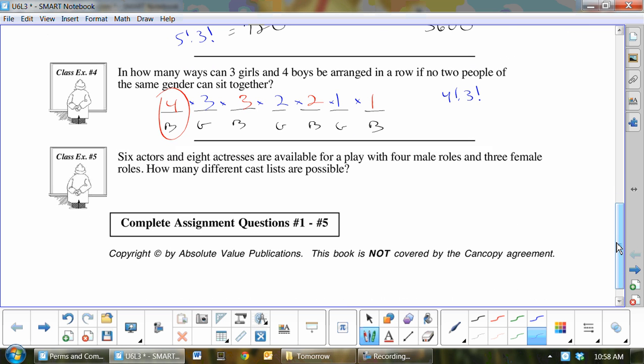Now, what if you have 6 actors and 8 actresses? They're available for a play with 4 male roles and 3 female roles. How many different cast lists are possible?